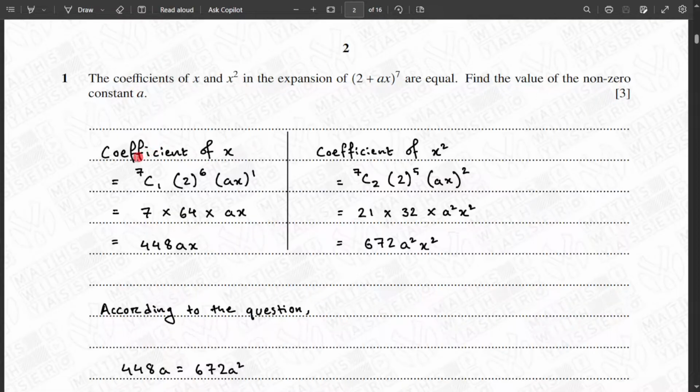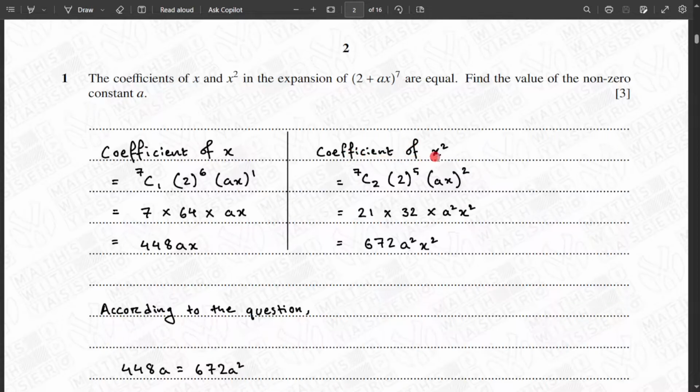So let's first find the coefficient of x. In order to find the coefficient of x, that means we need to find the coefficient of x to the power 1. We know that if we have 7c1, then ax will have the power 1. So this will be 7c1, 2 to the power 7 minus 1, which is 6, and ax to the power 1. 7c1 is 7, and 2 to the power 6 is 64, and ax to the power 1 is ax. So that gives us 448 ax.